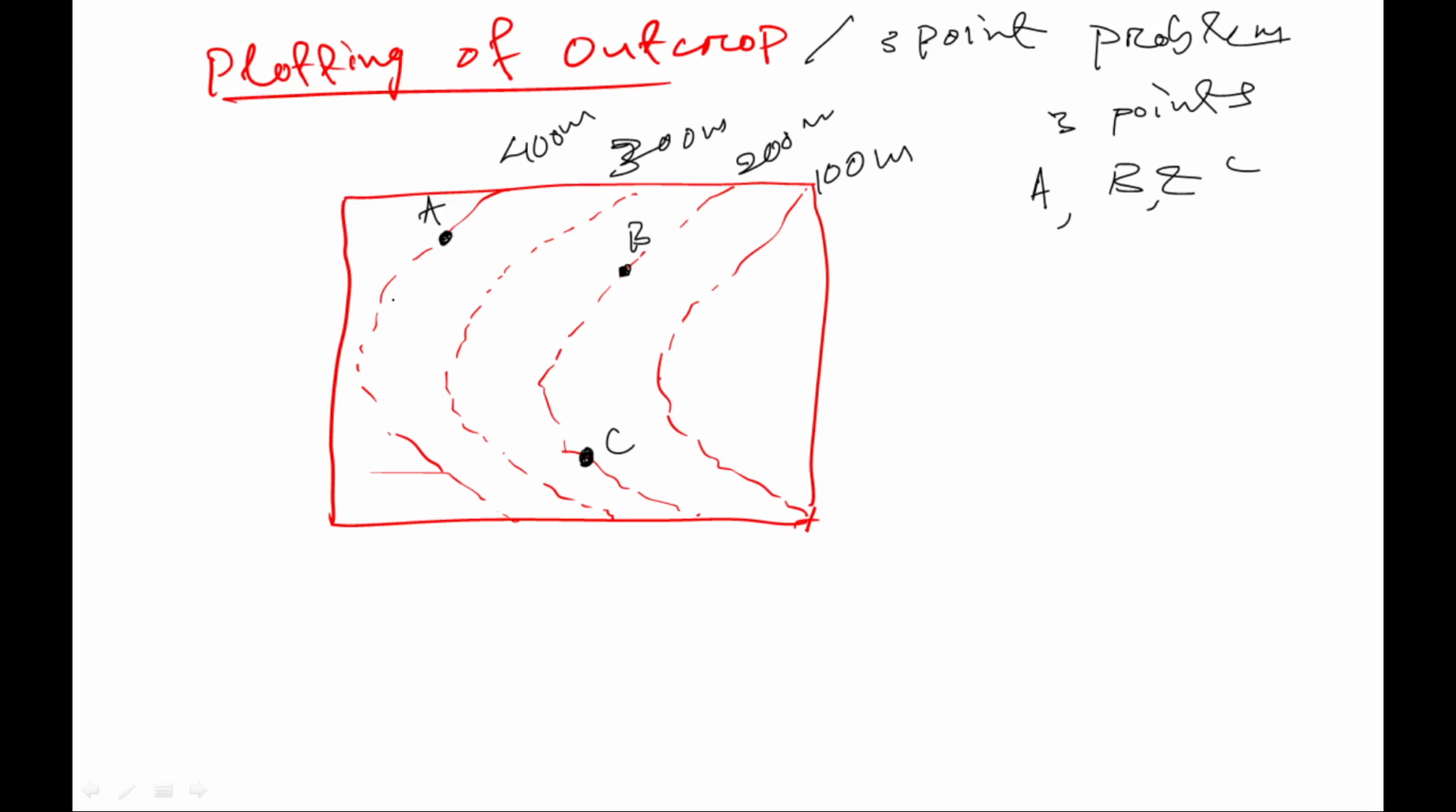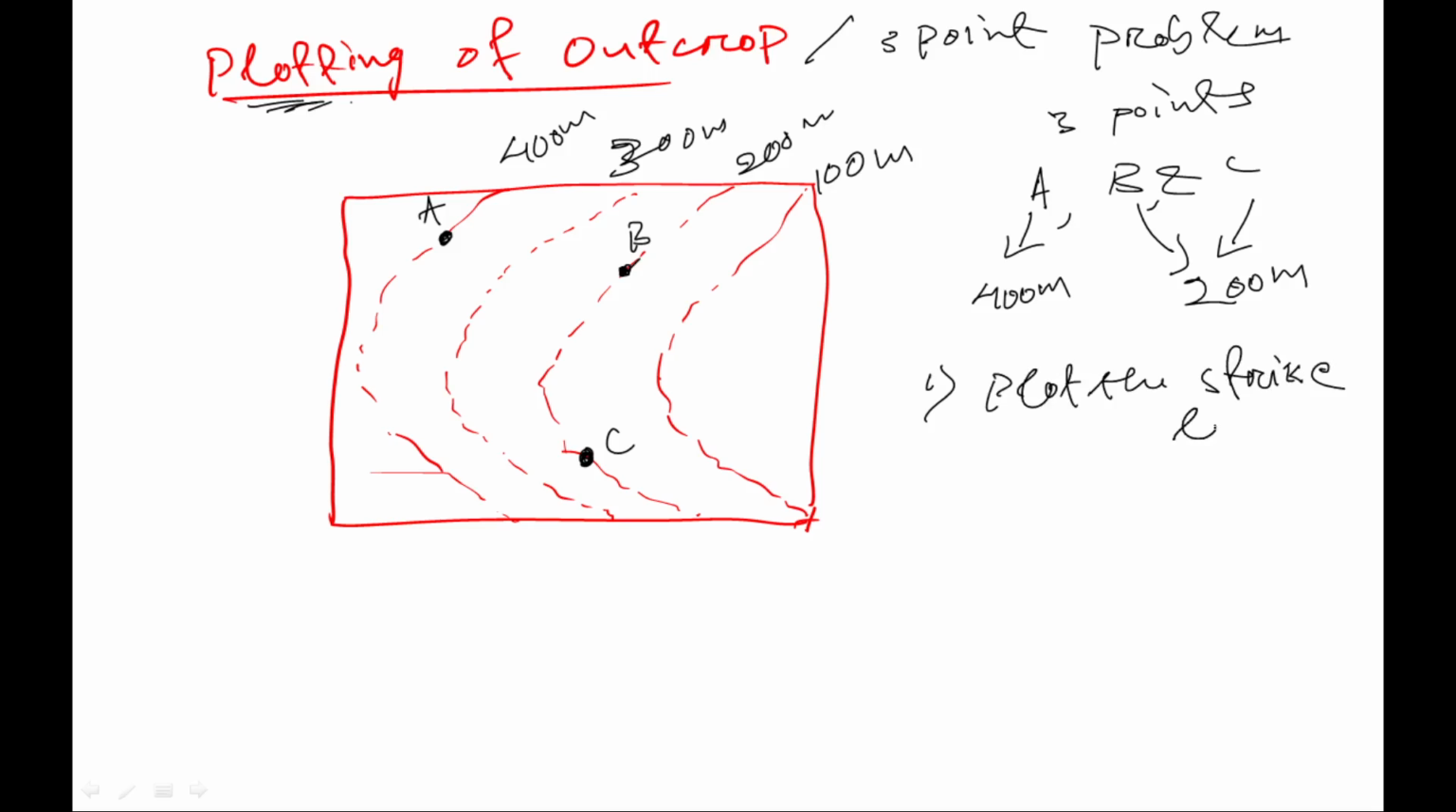A is present on the 400 meter contour. B is present on the 200 meter contour, and C is also present on the 200 meter contour. So I have given you 3 points, A, B, and C, and I have told you to plot the outcrop. A has 400 meter elevation. B and C, both of them have 200 meter elevation. So what is the first step? The first step is to plot the strike lines.